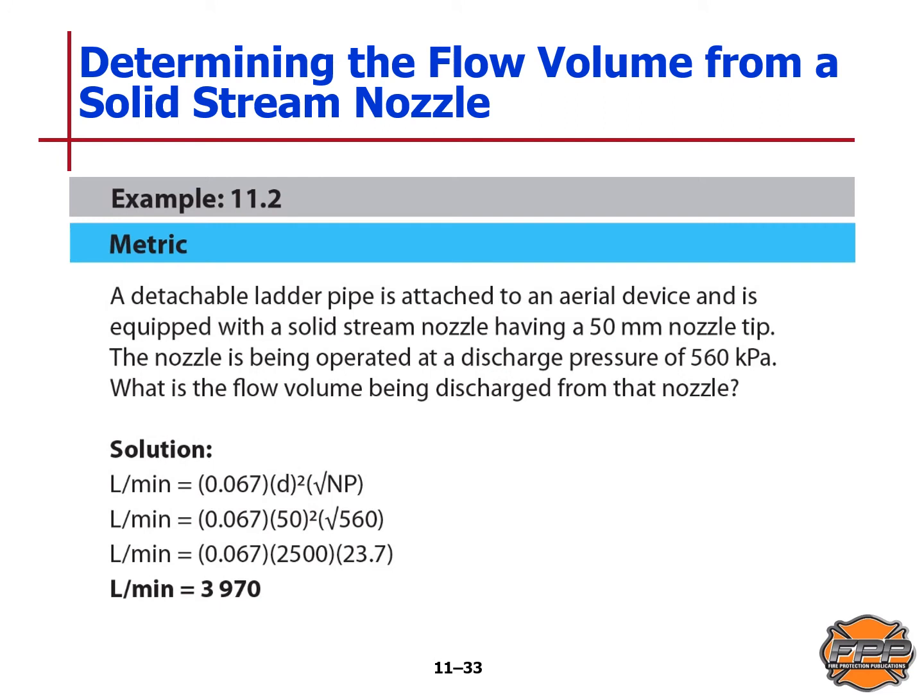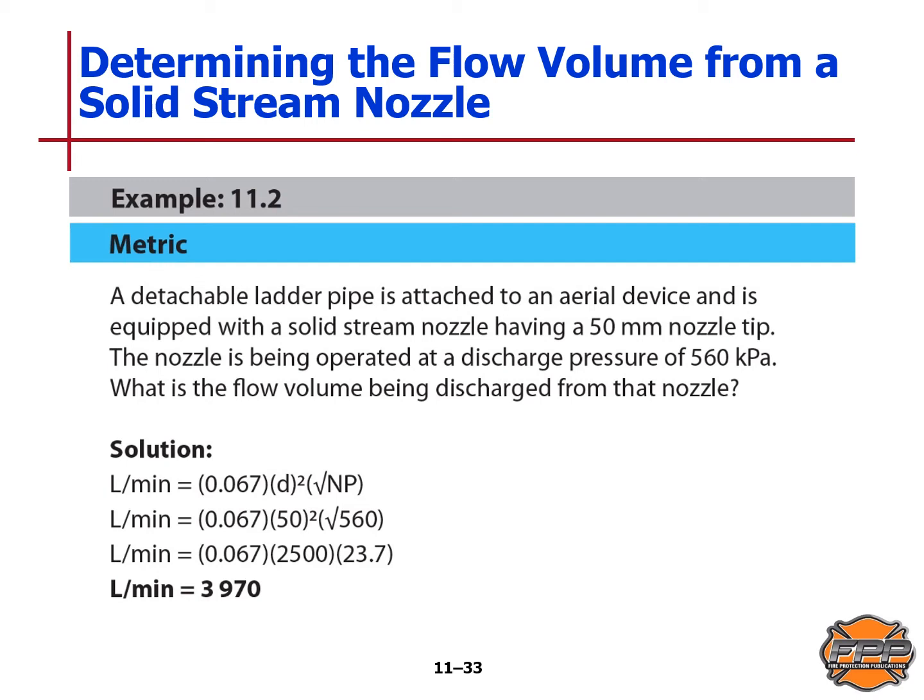Here's the next example in metric. A detachable ladder pipe is attached to an aerial device and is equipped with a solid stream nozzle having a 50 millimeter nozzle tip. The nozzle is being operated at a discharge pressure of 560 kilopascals. What is the flow volume being discharged from that nozzle? It works just like it did before.